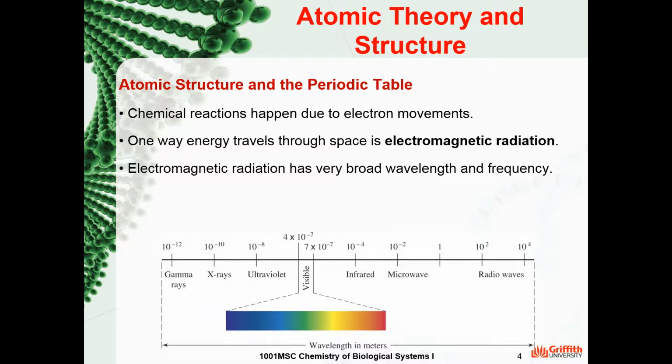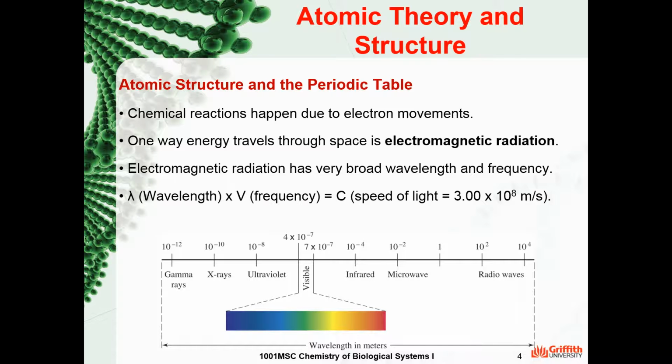This radiation has a very broad wave that comes with different wavelengths and frequencies, as you can see in the diagram below. Please note that the wavelength and frequency concepts refer to the same thing. The wavelength multiplied by frequency is equal to the speed of light, which is 3 times 10 to the power of 8 meters per second. The symbol for wavelength is the Greek sign lambda.